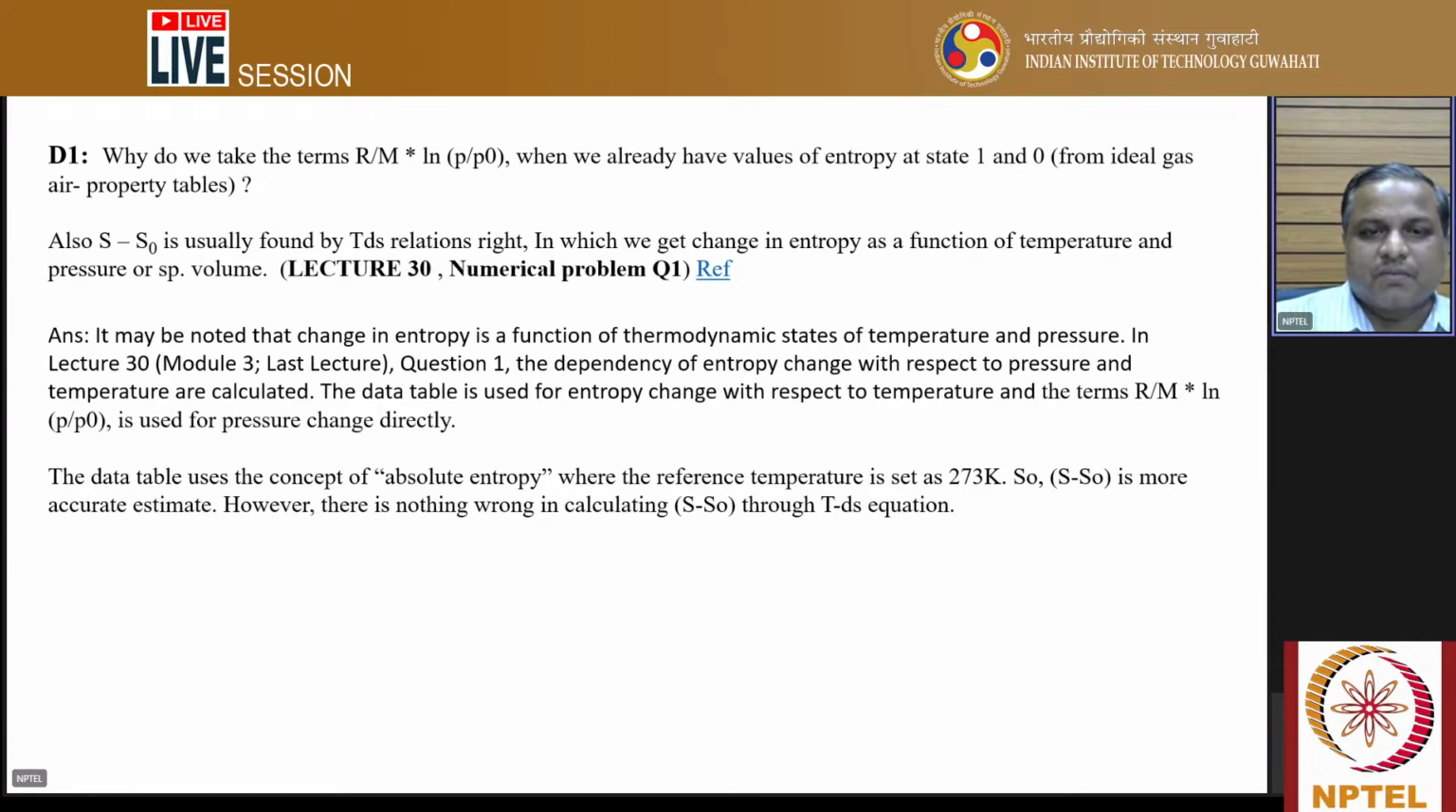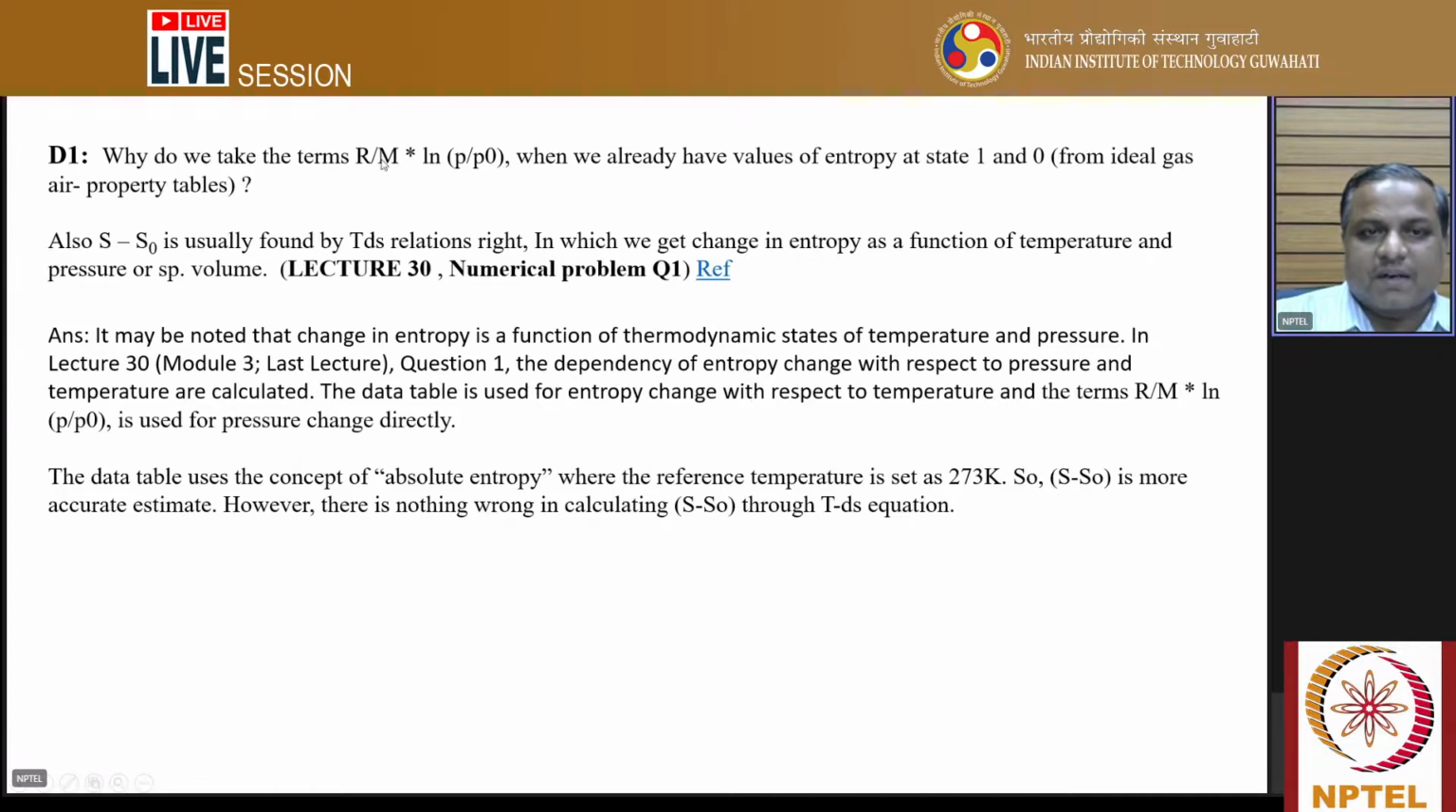Now in this particular problem, one of the states is the dead state, that is S0. Another state is the absolute state, and another is any arbitrary state. So the entropy calculation was taken care of. And in those equations, there is a pressure term and a temperature term.